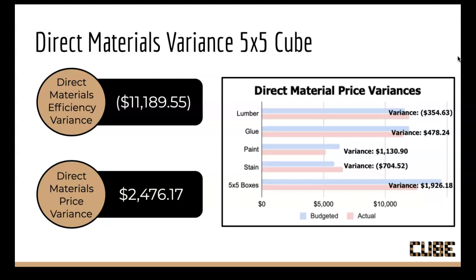Paint had a favorable variance of $1,130.90, and our 5x5 boxes had the largest favorable variance of $1,926.18.